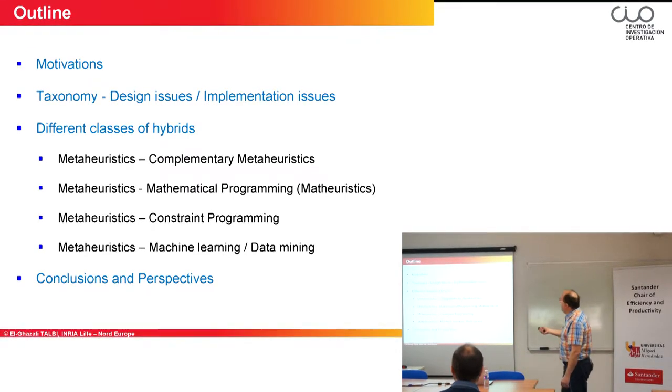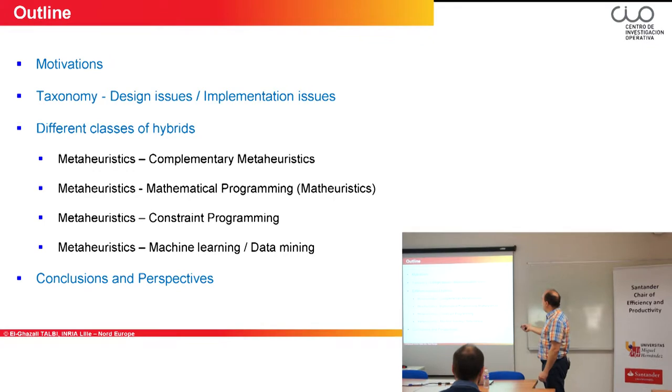So, this is the outline of my presentation. First, I will motivate why this work. Then, I will propose the taxonomy. So, if we have to propose a taxonomy, I have to present what are the criteria I'm using in this taxonomy. And then, according to this taxonomy, I present the design aspect and the implementation aspect, which are two different things.